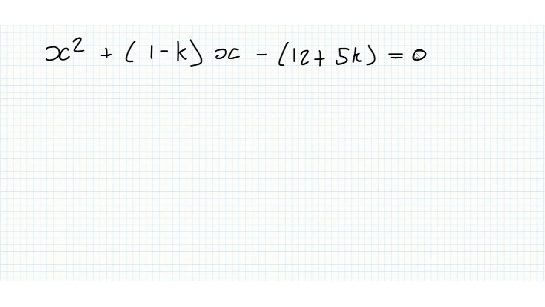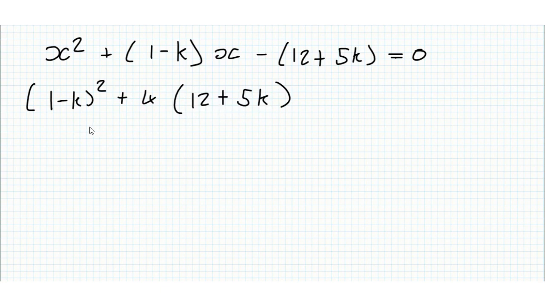And then to know how many solutions we have of a quadratic, we can consider the discriminant, and the discriminant in this case is (1 minus k) all squared, minus 4 times 1 times (minus 12 plus 5k), so that's just plus 48 minus 20k, and again collecting the terms, we get the quadratic k squared plus 18k plus 49.